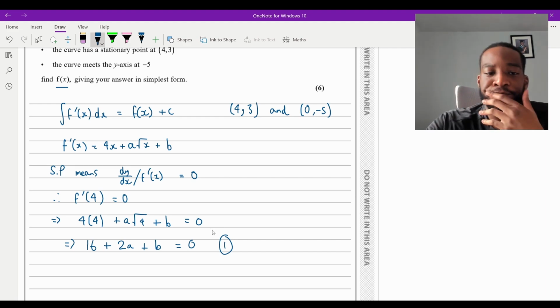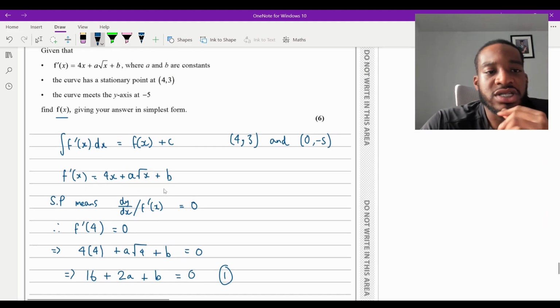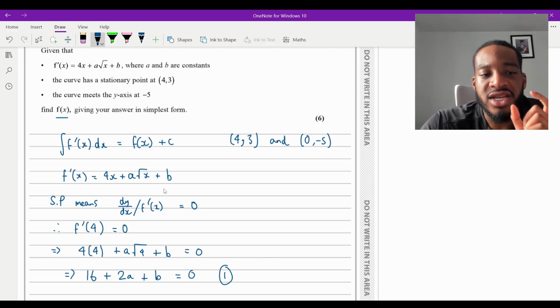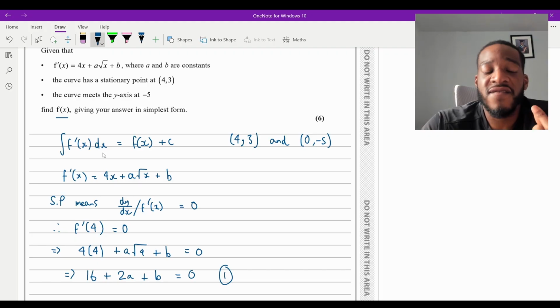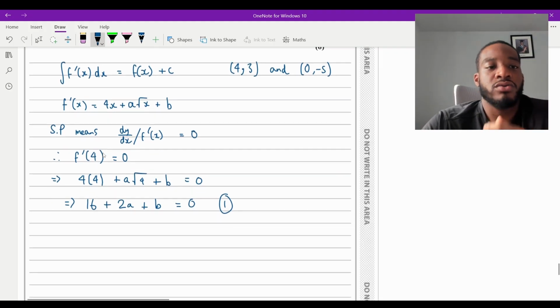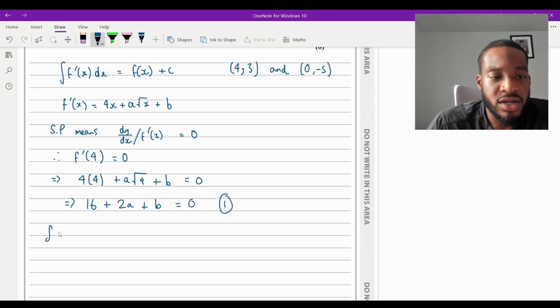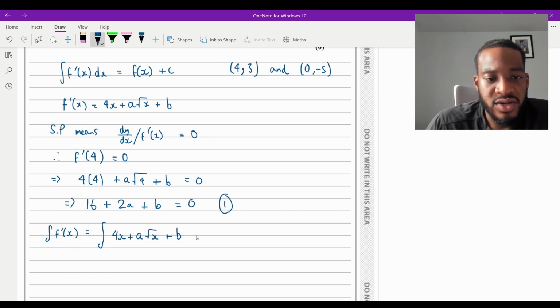So we've used that. Now, it tells us that the curve meets the y-axis at -5, the curve itself. So I need an expression for the curve, and we're going to use what I wrote here at the beginning. The integral of your gradient function f'(x) is going to equal f(x) plus c. So what I'm going to do now is integrate the gradient function. So I'm going to integrate f'(x), and this is going to give me the integral of 4x plus a root x plus b with respect to x.